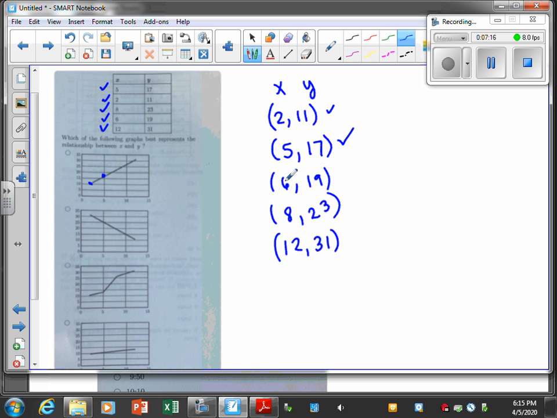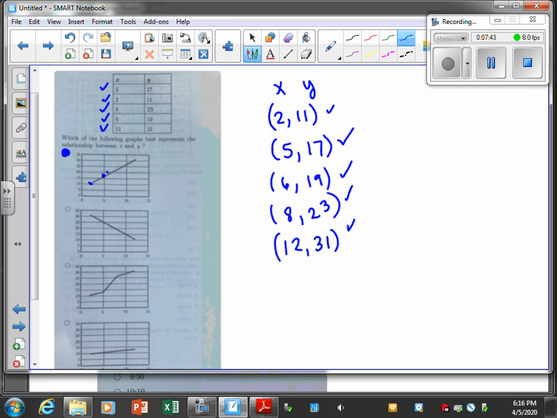Next point I'll check is 6, 19. So go over x value of 6. That put me at about 19, and it does. So it looks like our first one's going to be the one that matches. 8 is roughly like right here. Is that about 23? It is. And then check 12 to about 31, and it is. So it so happened that our first graph matched those ordered pairs.